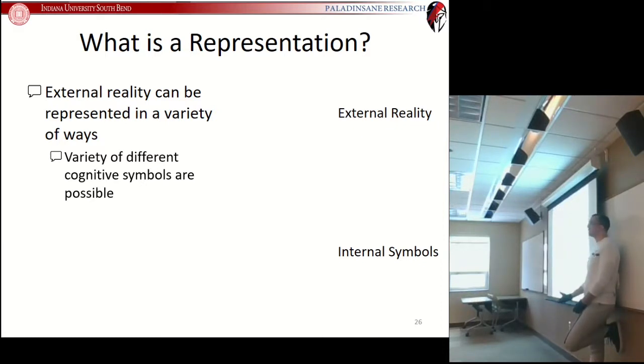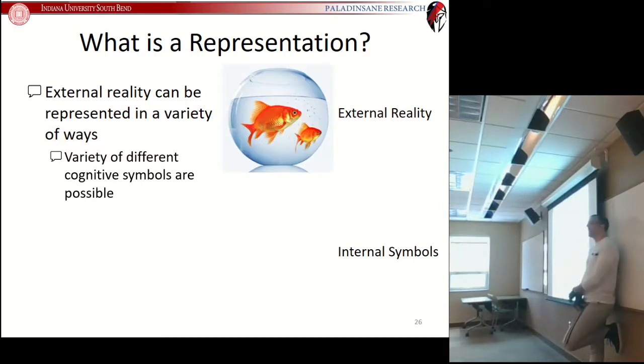We have one really great example of this, which is language. Different languages have different words for the same external reality. There's an external reality out there that people who speak English call dog. The same external reality that people who speak French call chien. And people who speak Spanish call perro, right? Same reality, different symbols in language. Same thing for cognitive symbols.